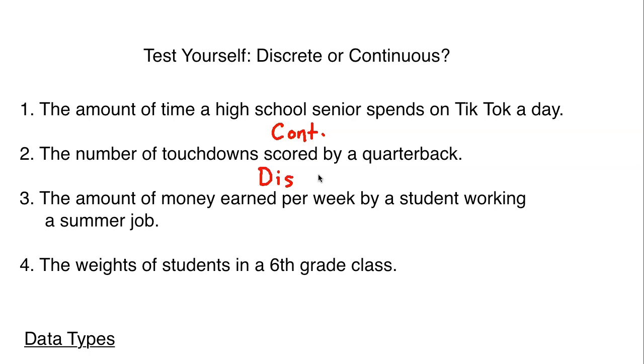The amount of money earned per week by a student working a summer job. Because most of us look at money as dollars and cents, some people might be tempted at first to put continuous here, because they see $1.34 and so on. While that may be tempting, the correct answer here is that this is discrete, because even though you may end up having cents, we can break those down into pennies, and those pennies are not going to be divisible as far as a paycheck is concerned.